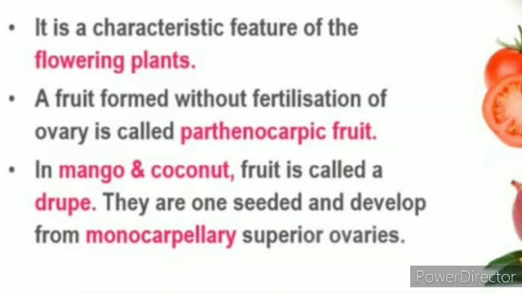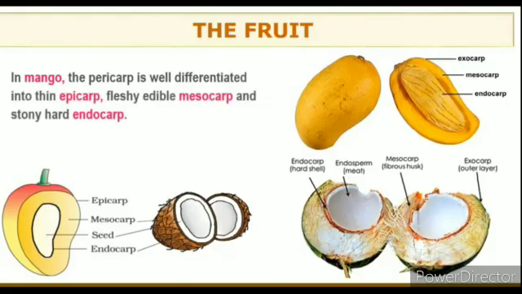They develop from a monocarpellary, mono meaning single carpel, superior ovary. What is the meaning of superior ovary? The ovary is present above the other floral parts; the calyx, corolla and androecium are present below the ovary. Ovary above is called superior ovary, hypogynous, and the fruits are one-seeded. In mango, the pericarp is well differentiated into an outer epicarp, middle mesocarp and inner endocarp.